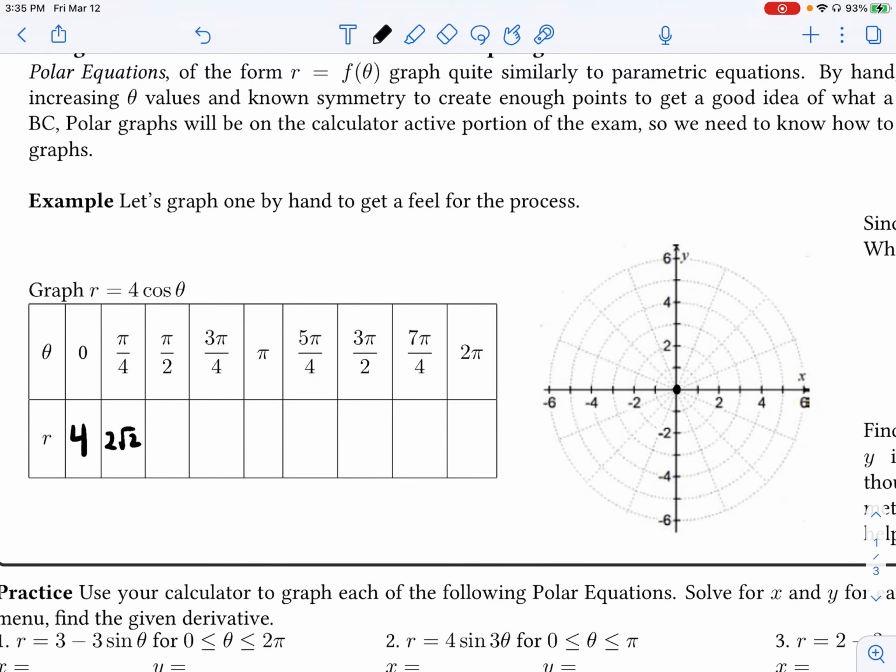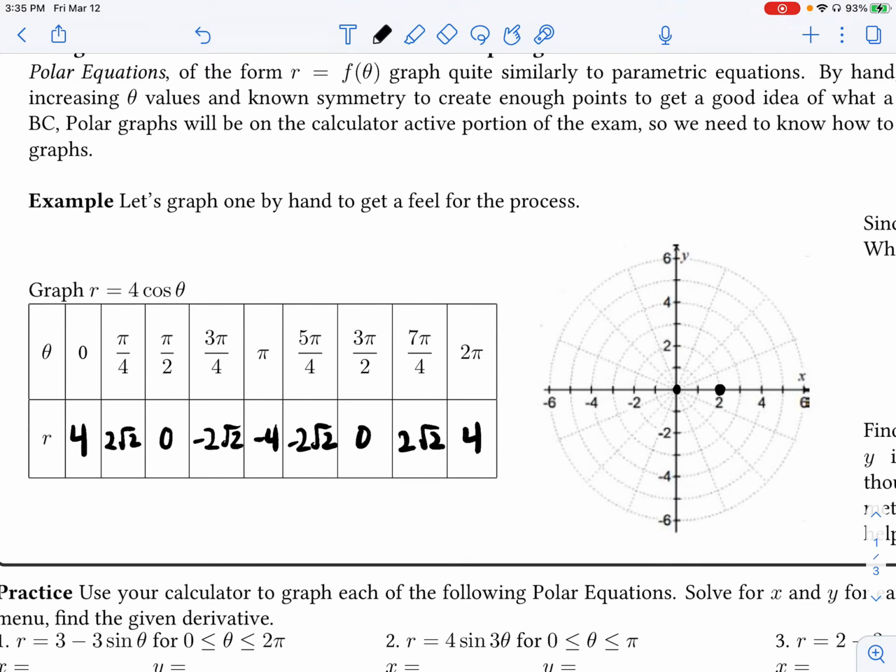So go ahead and pause the video and just continue to fill out this table here for 4 cosine theta. And just to check, you should get the following here. These should be the values, unless I made a mistake somewhere, which is entirely possible, but let's just check. And I think those look good. So now we're going to go ahead and plot these values. So these are not x, y coordinates, but in the same way, for every angle theta, we have a specific r value. So when theta is equal to 0, our r value is equal to 4.